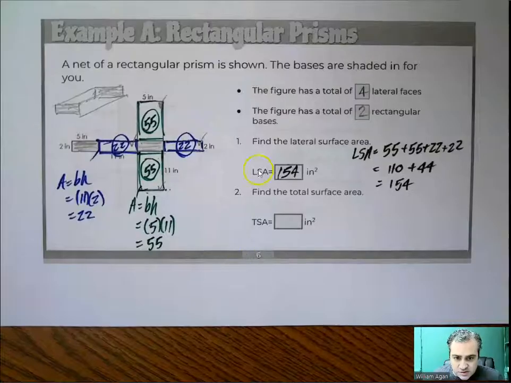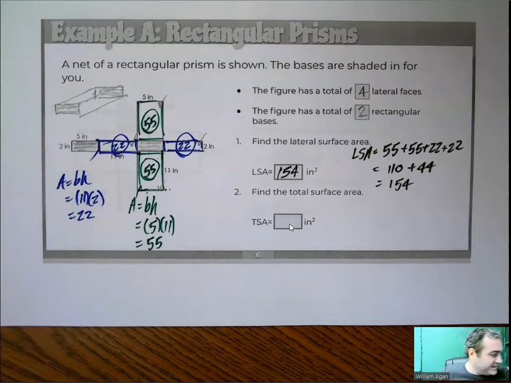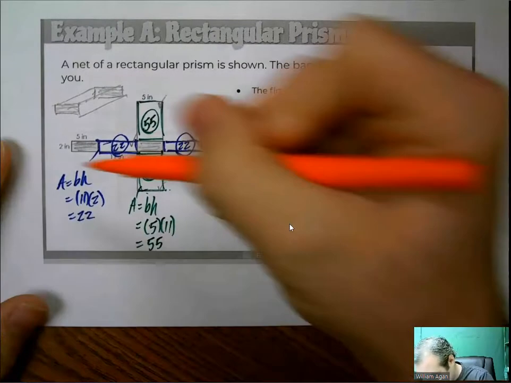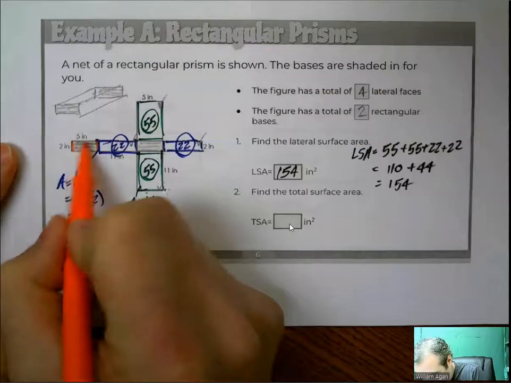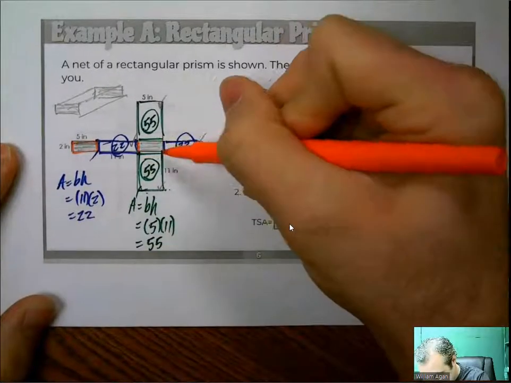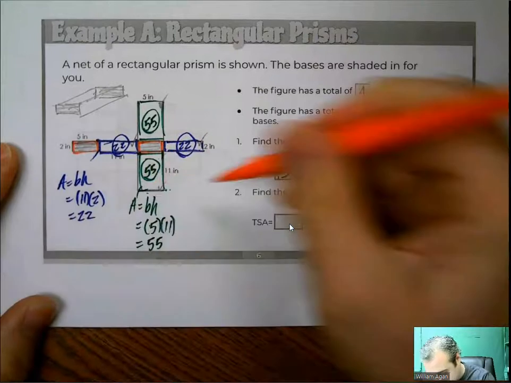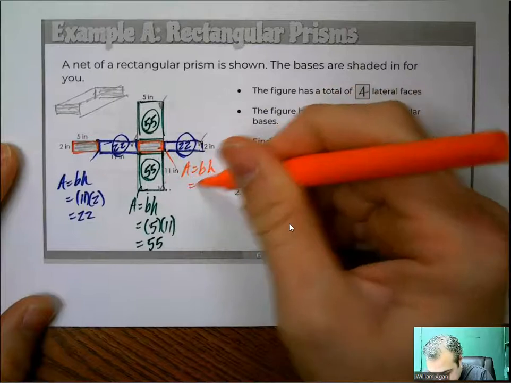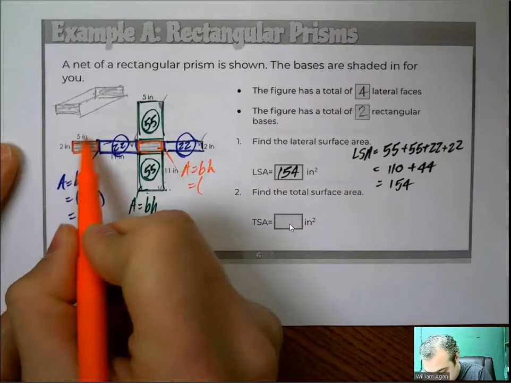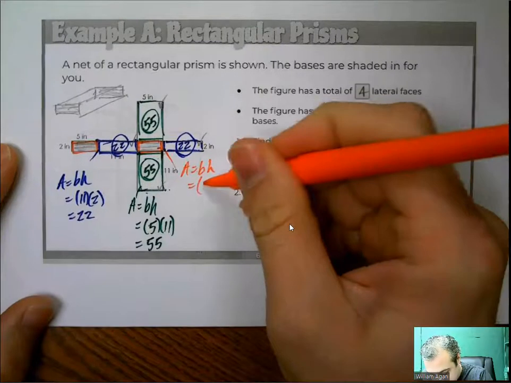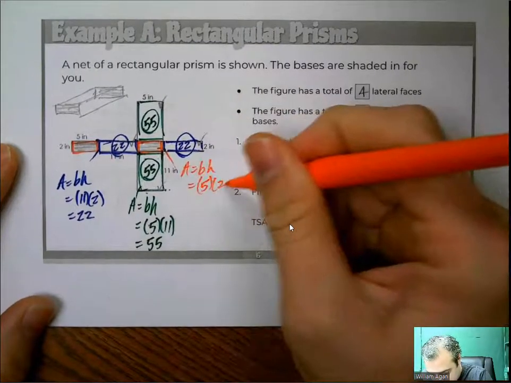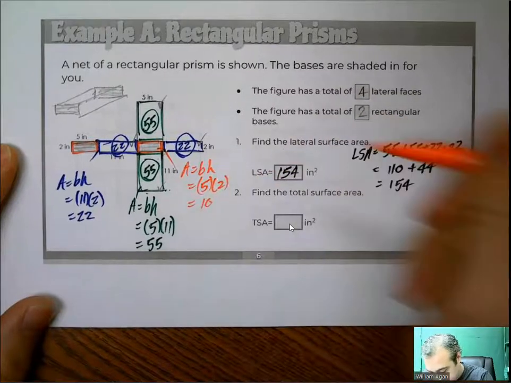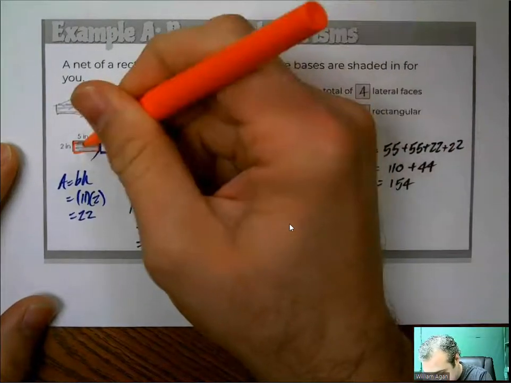Okay. Next, it wants to find the total surface area. Total means everything. So now we need to go back and do those 2 bases. Okay, so this one, which is exactly the same as this one. So a rectangle, that's easy. It's just base times height. This one right here has both numbers, nice and easy for you. The base is 5 and the height is 2. And 5 times 2 is 10. So this is 10 and this is 10.